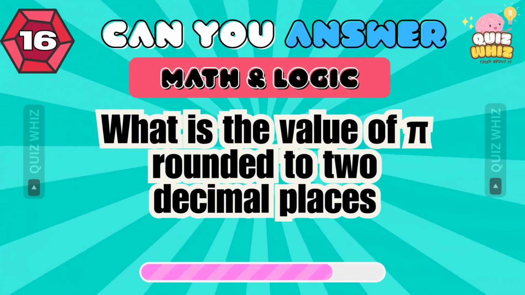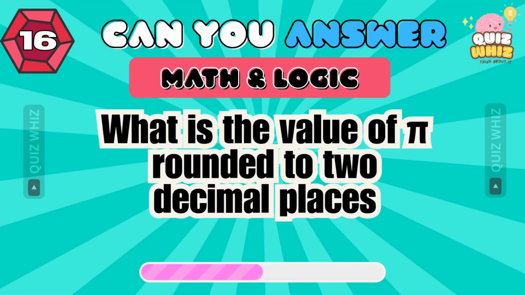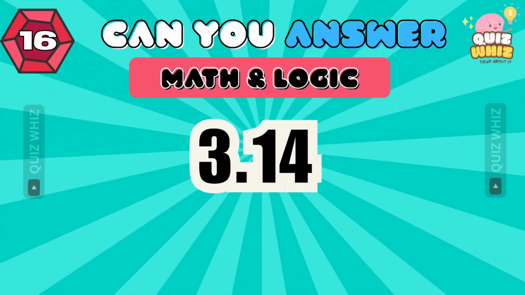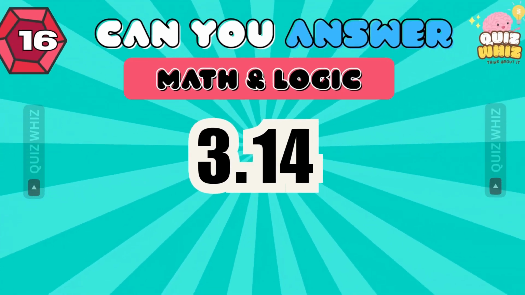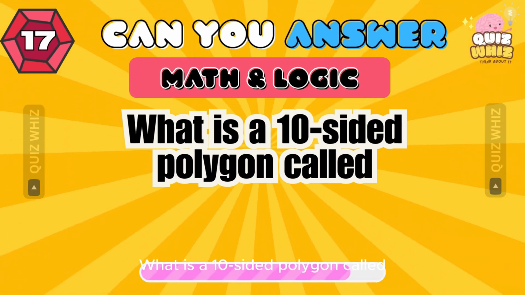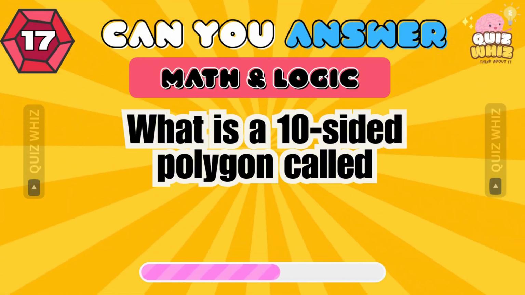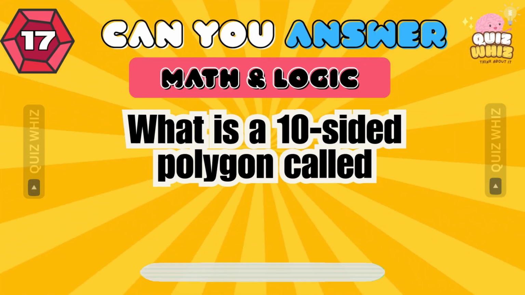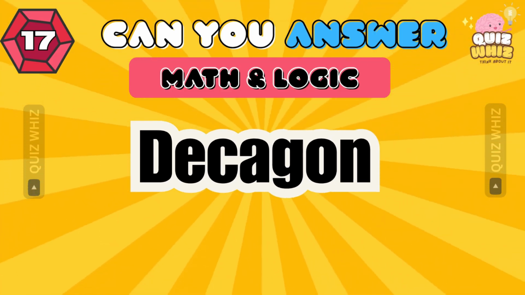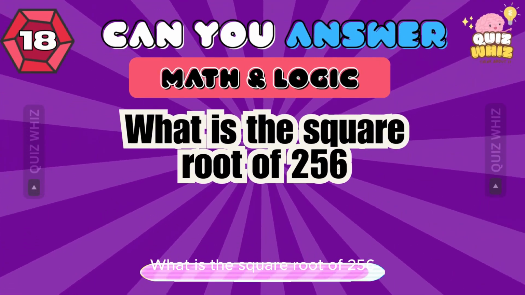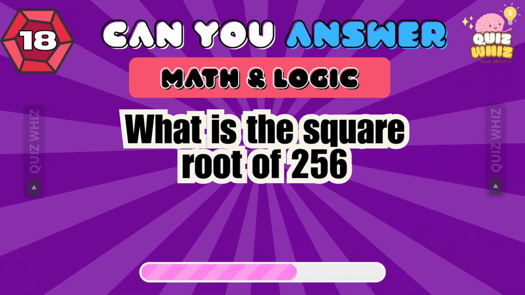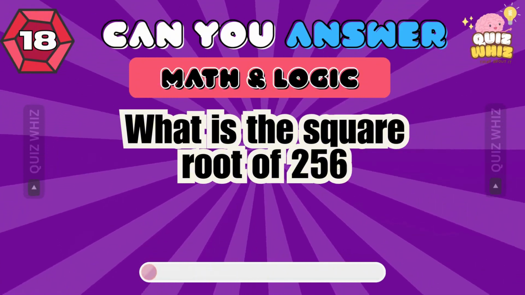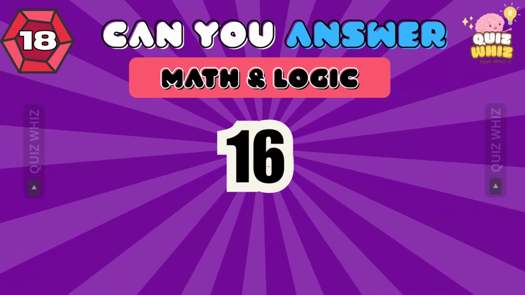What is the value of pi rounded to 2 decimal places? 3.14. What is a 10-sided polygon called? Decagon. What is the square root of 256? 16.